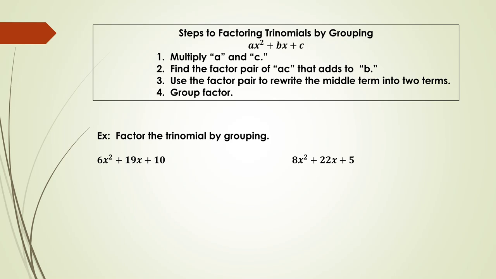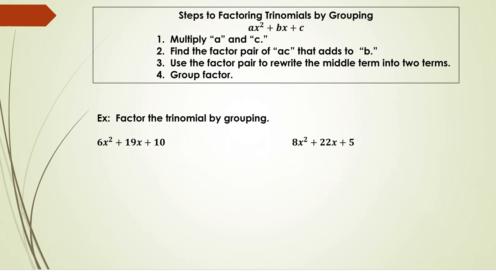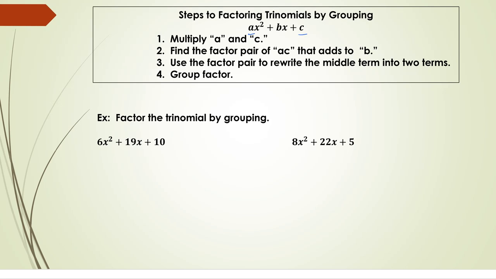So let's look at an example where we are given a trinomial, 6x squared plus 19x plus 10. So we begin by multiplying a and c. A and c are really just the coefficient of the first term and the constant third term. So if I were to take 6 and 10 and multiply them, that's going to give me 60. And remember, from factor pairs, we're looking for a factor pair in particular, and in this case, it's the one that adds to b.